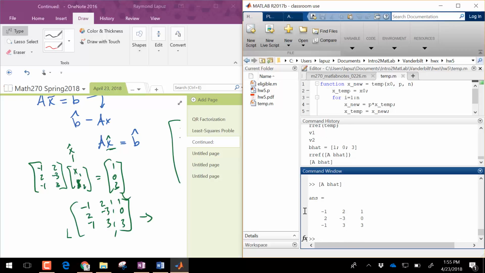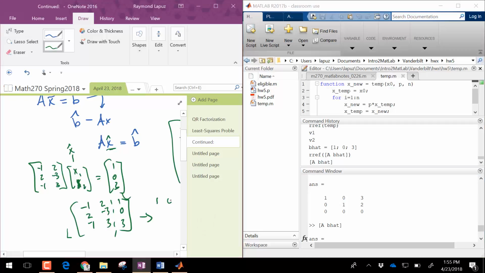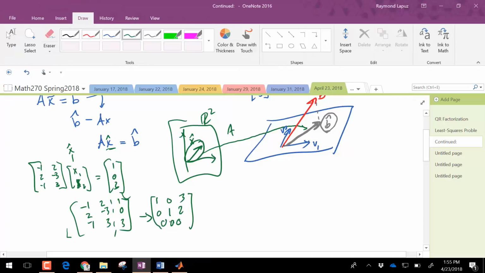So this is the matrix that we have here, right? And then I did the RREF of that, and I get 1, 0, 3, 0, 1, 2, 0, 0, 0. So this has the zeros in the bottom, and that means x2 is equal to 2, and x1 is equal to 3. And those are your solutions. Okay?